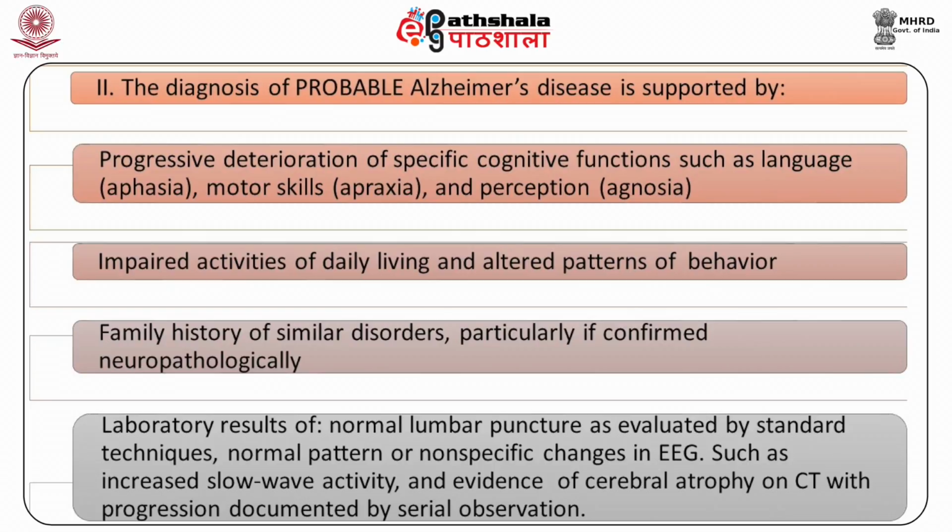2. The diagnosis of probable Alzheimer's disease is supported by progressive deterioration of specific cognitive functions such as language, aphasia, motor skills, apraxia, and perception, agnosia, impaired activities of daily living and altered patterns of behavior, family history of similar disorders, particularly if confirmed neuropathologically, and laboratory results of normal lumbar puncture as evaluated by standard techniques, normal patterns of non-specific changes in EEG such as increased slow wave activity, and evidence of cerebral atrophy on CT with progression documented by serial observation.